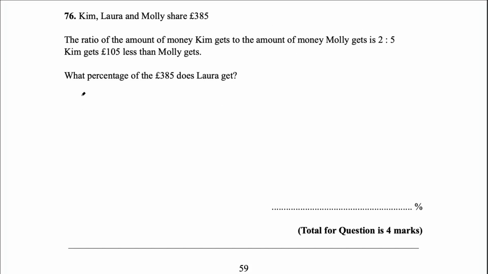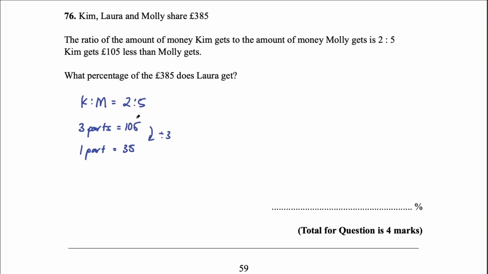Well, firstly, let's write down this ratio of money Kim and Molly get. They get 2 to 5. And we know that Kim gets £105 less than Molly gets. She also has 3 parts of the ratio less. So our starting point to start to solve this is to say that 3 parts of this ratio equals £105. Next, then we can say 1 part must be 105 divided by 3. So I'm dividing by 3 here to get from 3 parts to 1 part. So 105 divided by 3, that's £35.